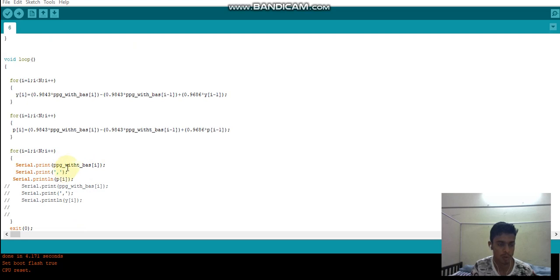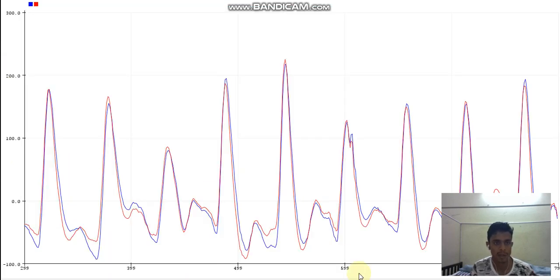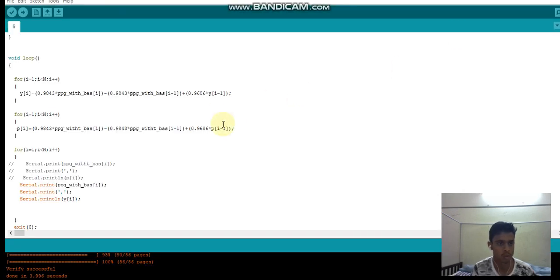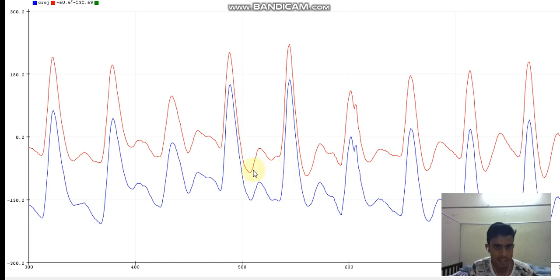First, if we plot without base, we obtain this type of waveform. You can see the input and output are almost similar, because in this case there are no baseline components. Similarly, we can plot for PPG with base, this being the with-base signal and this the output signal after filtering. You can see there is a small difference: the baseline components are removed after passing through the high pass filter. There are fewer spikes here, so we get the filtered signal.